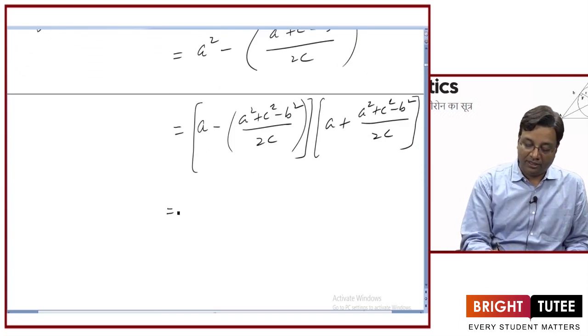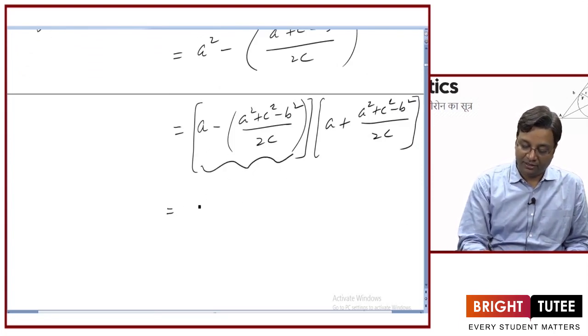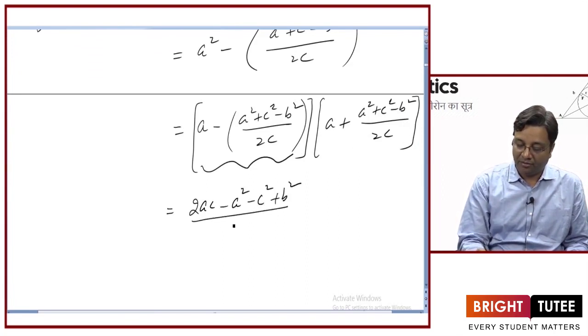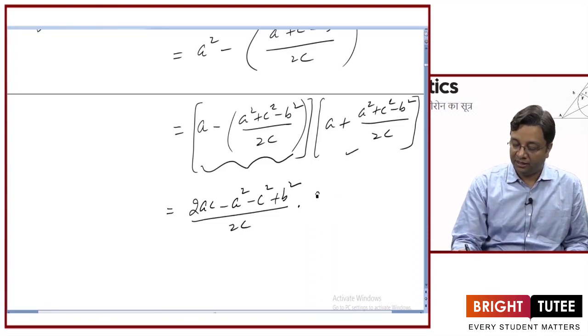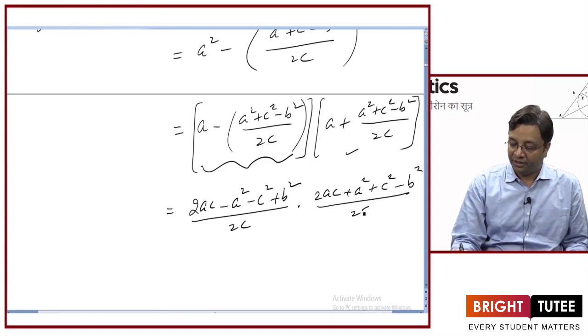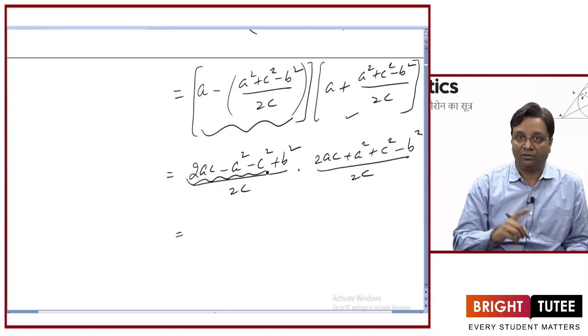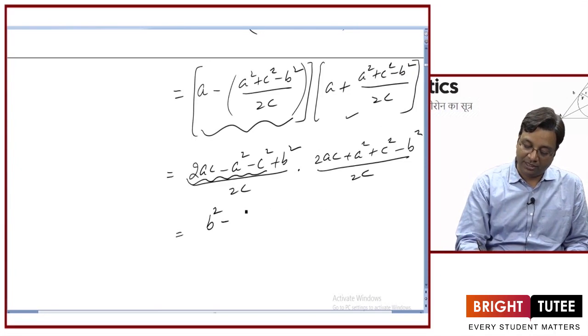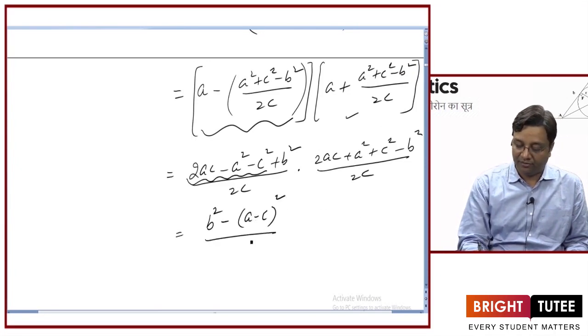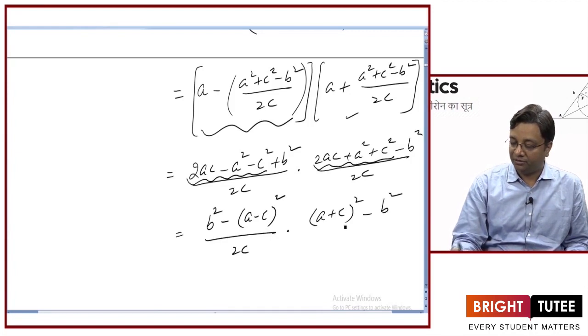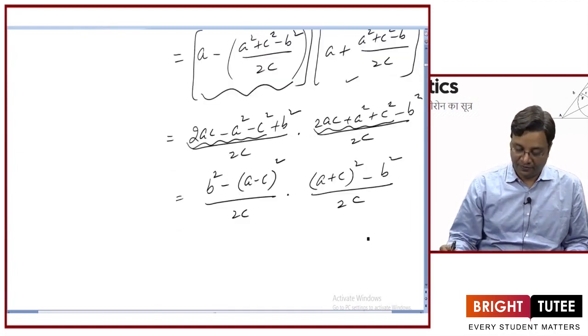Okay. Now, let us solve them separately. This is (2ac − a² − c² + b²)/2c into (2ac + a² + c² − b²)/2c. So, I can write it like this. This is (a − c) whole square with a negative sign. So, I can write it as (b² − (a − c)²)/2c into (a + c) whole square minus b square by 2c, right.